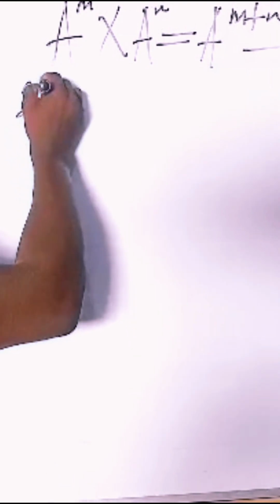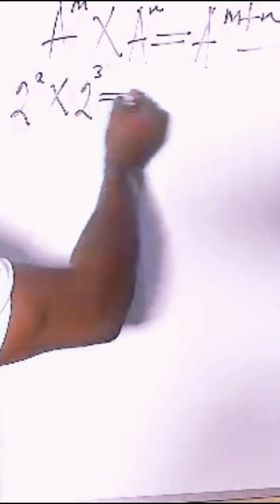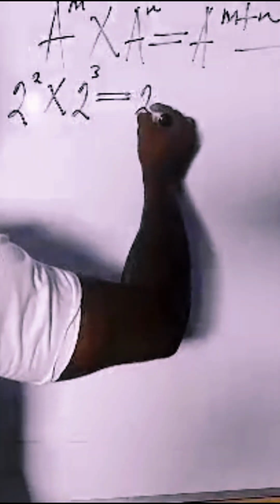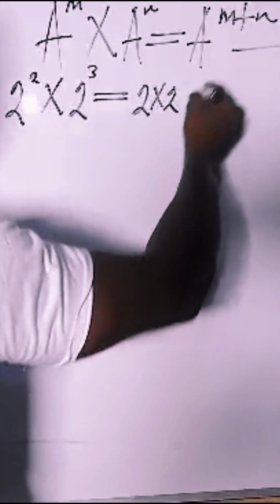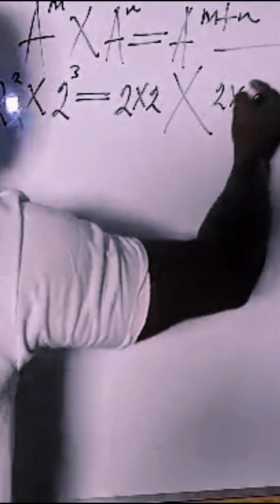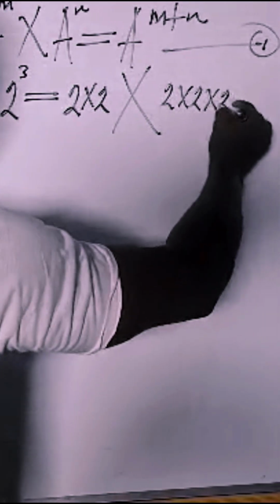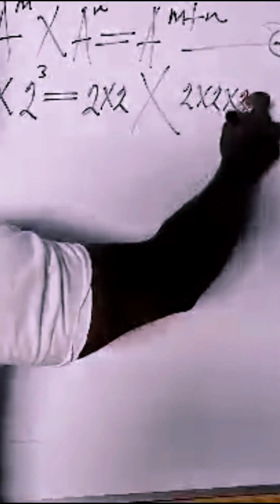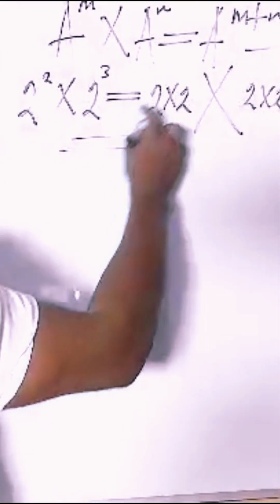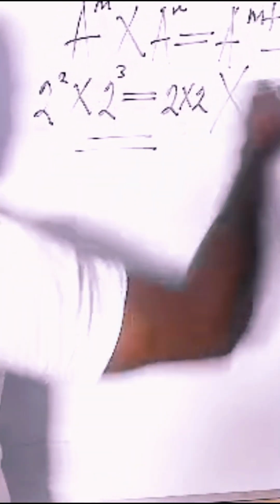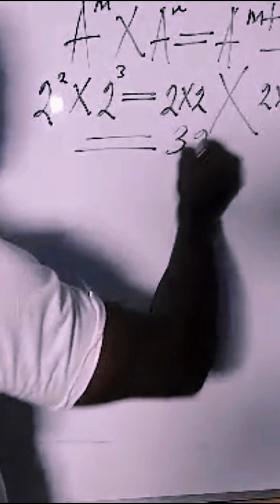So analytically, let's assume we have an expression like this: 2 raised by 2 times 2 raised by 3. By simplification, 2 raised by 2 is 2 times 2. Then times 2 raised by 3, it means 2 multiplying itself in 3 ways. So you have 2 times 2 times 2 times 2 times 2. So finally we have 2 times 2 is 4, 4 times 2 is 8, 8 times 2 is 16, and of course 16 times 2 will give us 32.